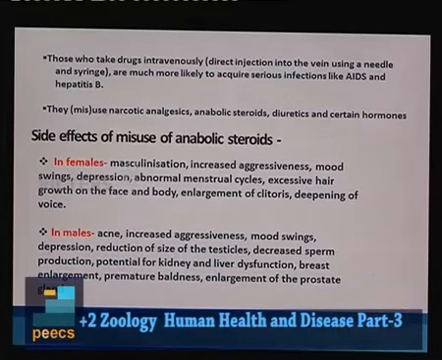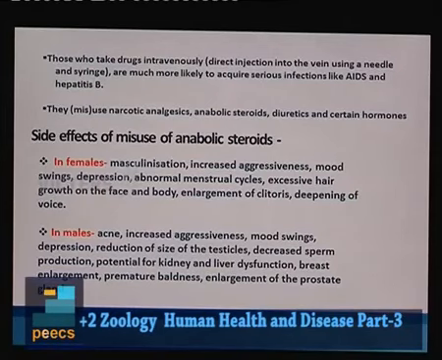Sports persons, you can also see they are misusing lot of drugs in order to increase their efficiency, their performance, their alertness, etc. So, misuse of narcotic analgesics, anabolic steroids and diuretics and even certain hormones you can see among sports persons. But there are a lot of side effects for these steroid type of drugs.